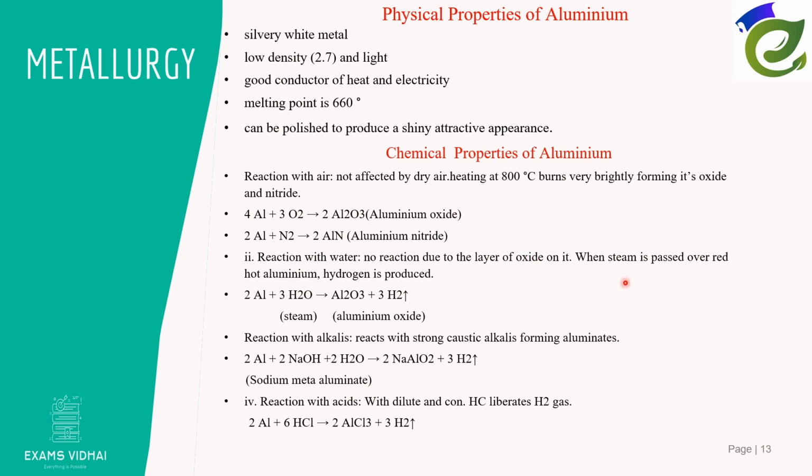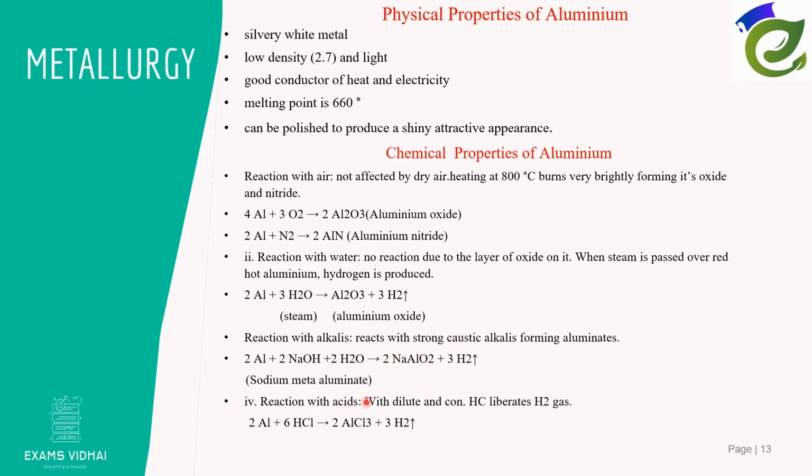When steam is passed over red hot aluminium, hydrogen is produced. Reaction with alkalis: when aluminium reacts with strong caustic alkalis, it forms aluminates, such as NaAlO2, which is an aluminate.